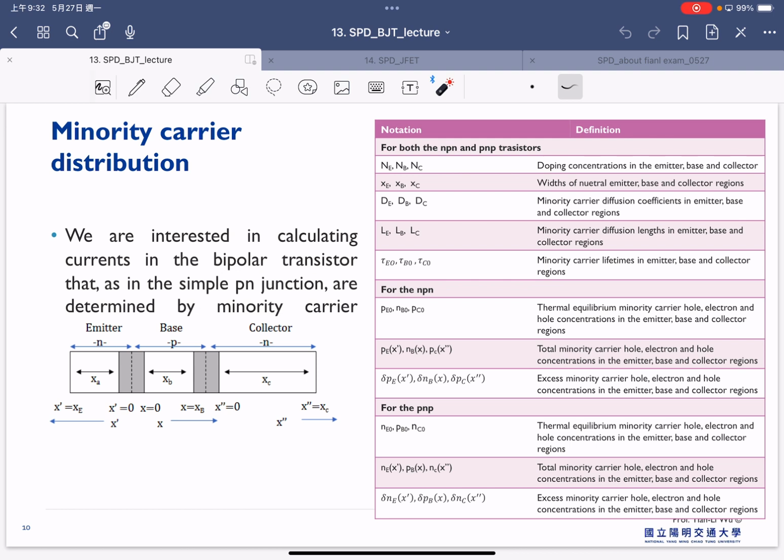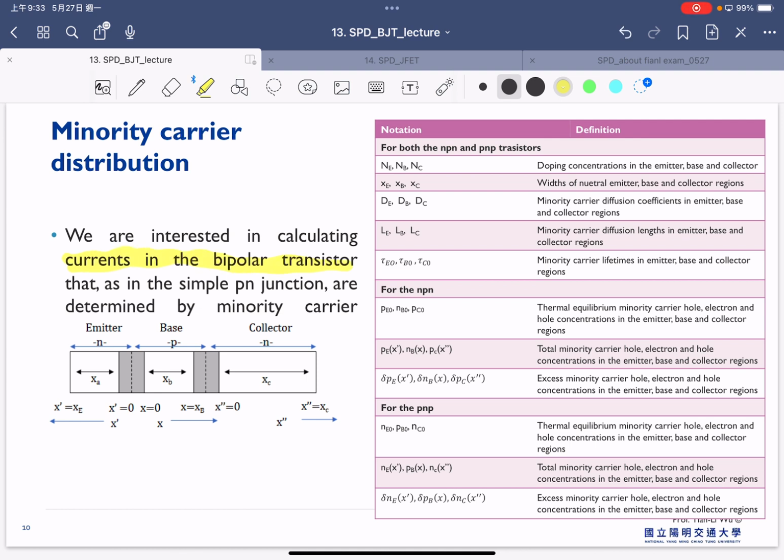Okay, good morning. Today we will continue with the last part related to the BJT, which is how, in the end, we can derive equations to calculate the current in the bipolar junction transistor. First of all, we start from the minority carrier distribution. As I mentioned here, we are interested in calculating the current in the bipolar transistor.